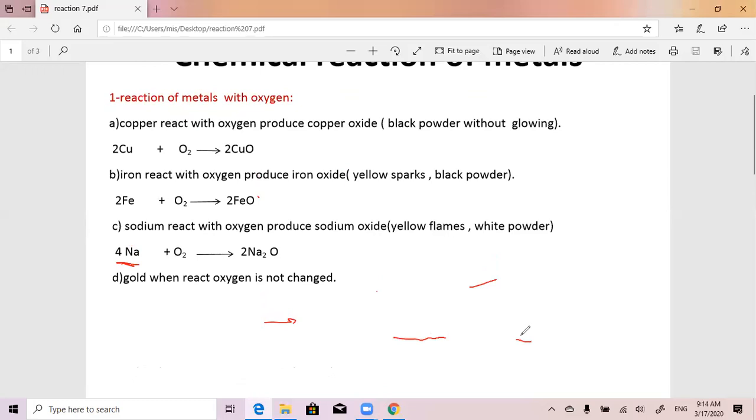Gold doesn't react with oxygen, but when heated, it transfers from solid to semi-solid. But when it cools, it returns to its solid state again. Understand?